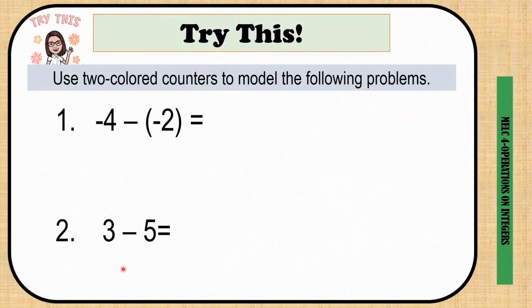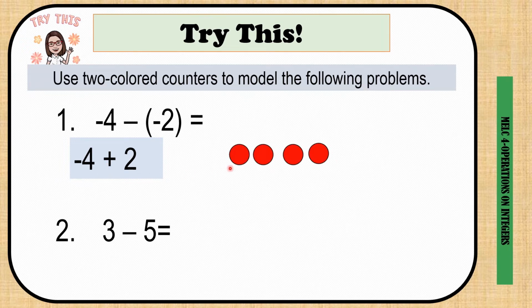Time is up. Let us see. When you answer that, remember to keep, change, change. So you have negative 4 plus positive, because this negative 2 will become positive 2. Then you can model it with 4 red counters, then plus positive 2, so 2 yellow counters. Then remember the zero pairs. Remove those. The answer now is negative 2. Yes, you got it correctly.